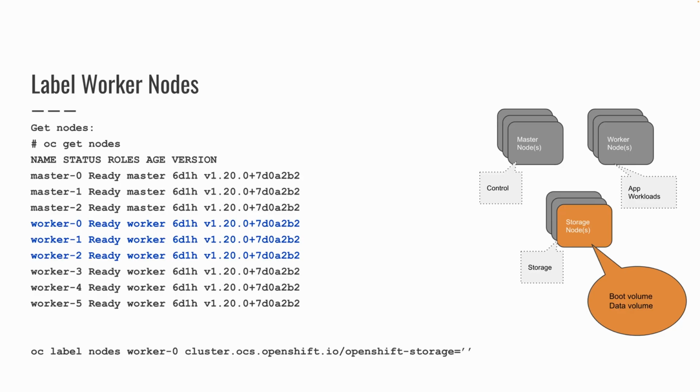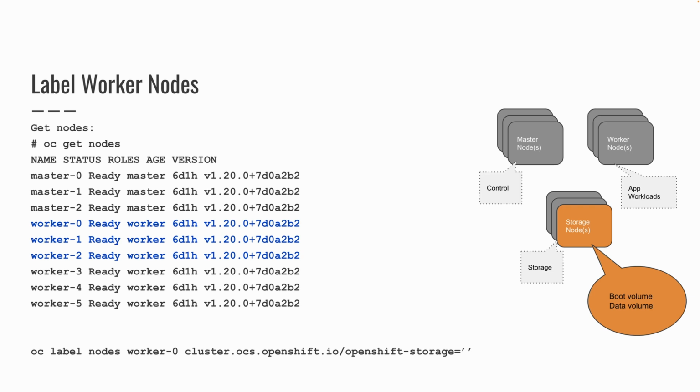So in my environment, I have 6 worker nodes and 3 master nodes. And I decided to implement OpenShift Container Storage onto the worker 0, worker 1, and worker 2 worker nodes. And then I will use worker 3, 4, and 5 to deploy my application workloads to consume the OCS storage. So these storage nodes, as I said earlier, will have 2 storages attached to them, each of them.